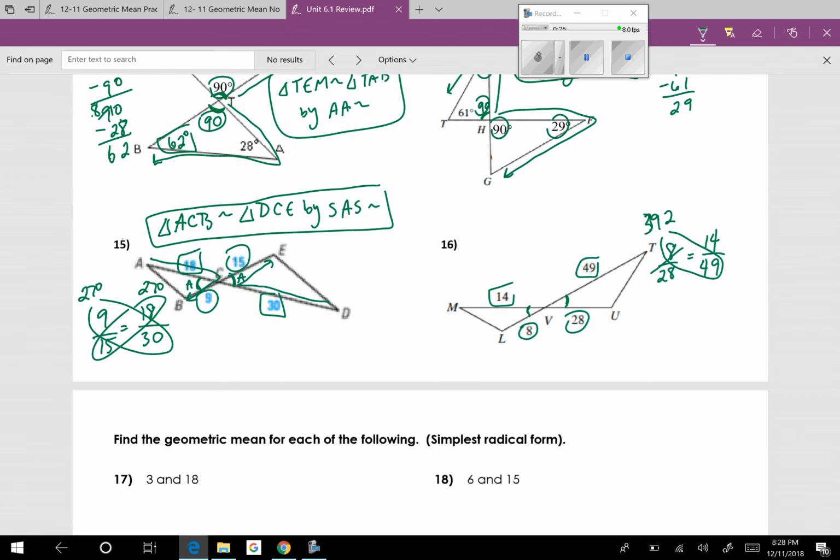And then we do 28 times 14, and you get 392. So our sides are proportional, the angles in the middle are congruent. So we'll do triangle MVL. MVL is similar to triangle... Now look what you went on. You went on the large side and then went back down the small side. So large side down the small side, so TVU. So TVU, and it's by, again, side angle side similarity.